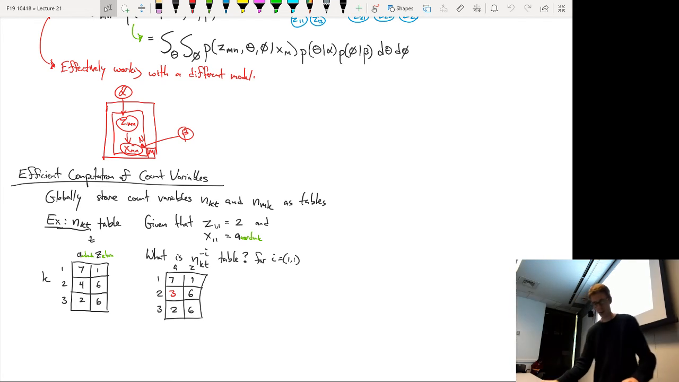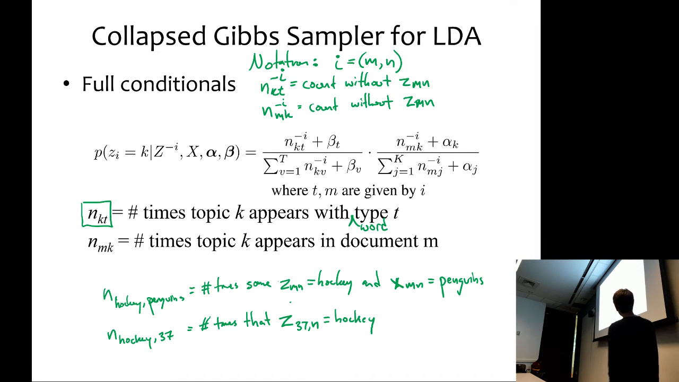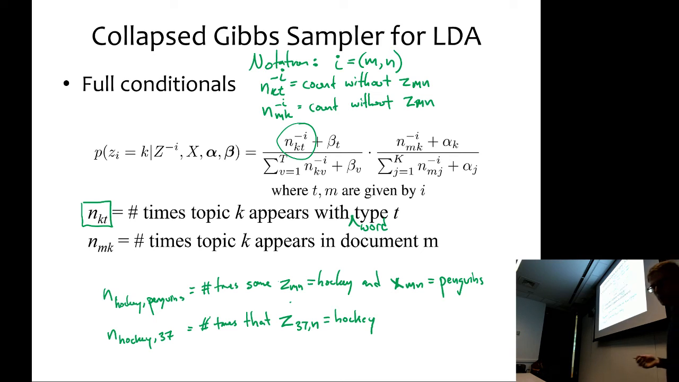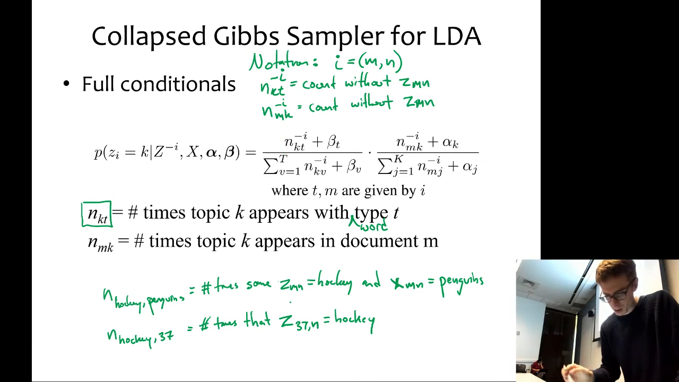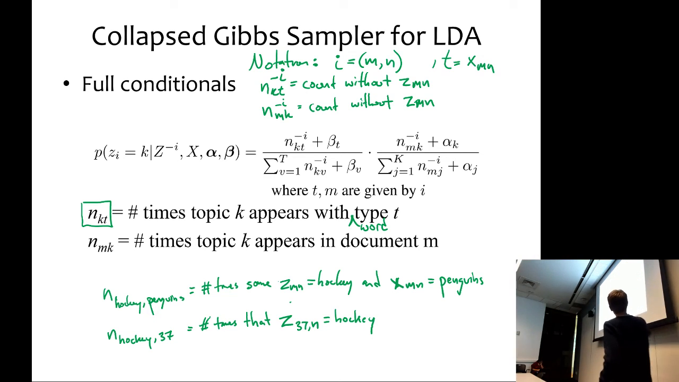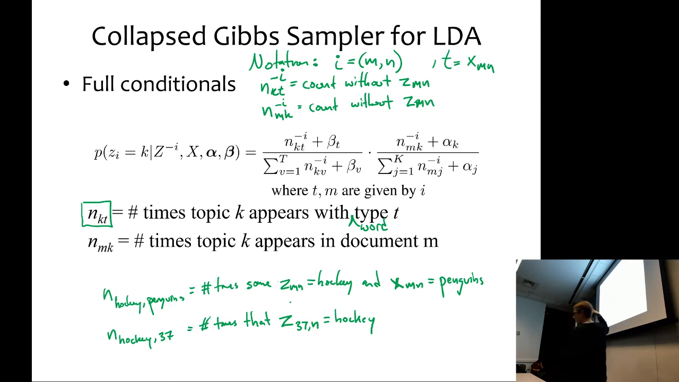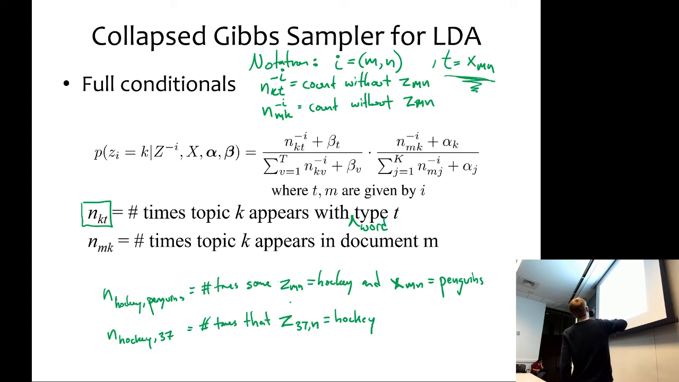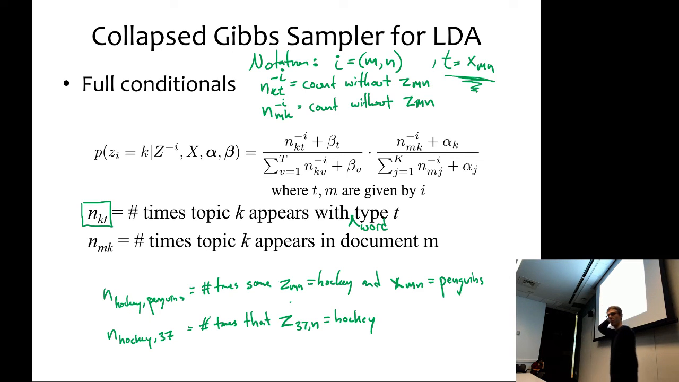Okay, so now let's look back at the full conditional. The full conditional is using that subtracted-away version of the table, and let's be a little more specific here. So i is equal to mn, and t is equal to xmn. In the numerator of our full conditional, take the number of times that the actual word we're concerned with was assigned to topic k, and add to it beta t, which is just coming from the Dirichlet prior.